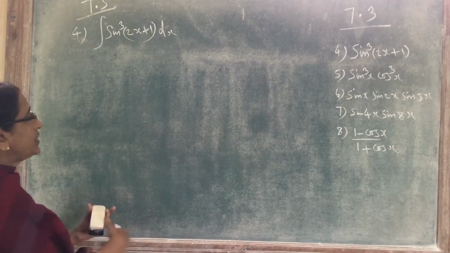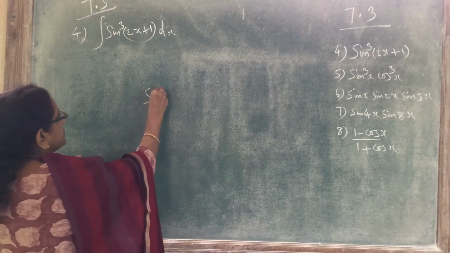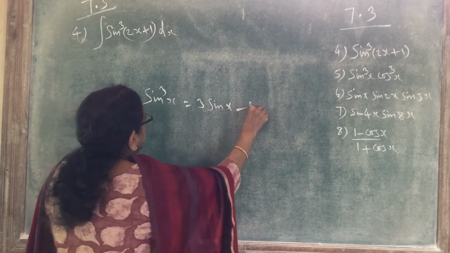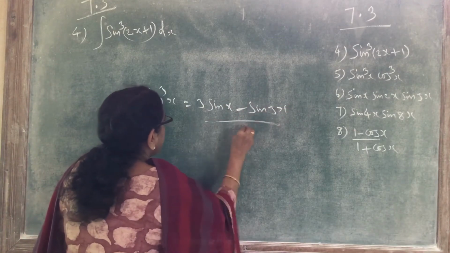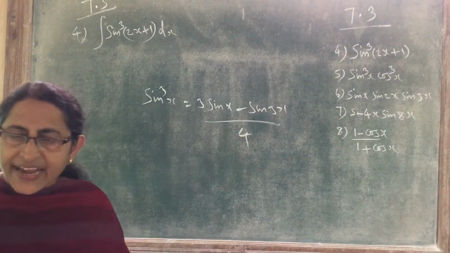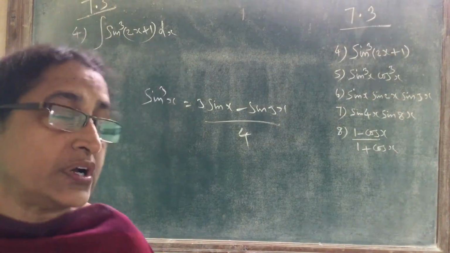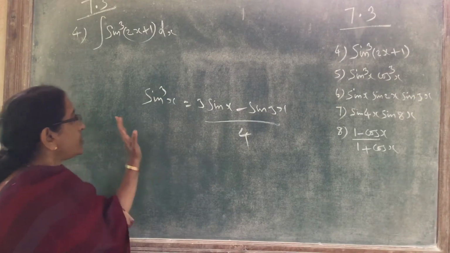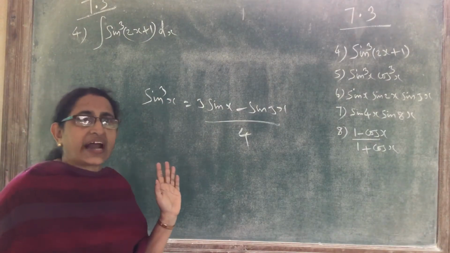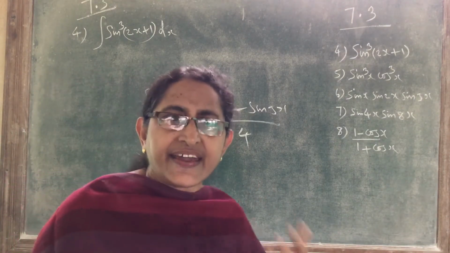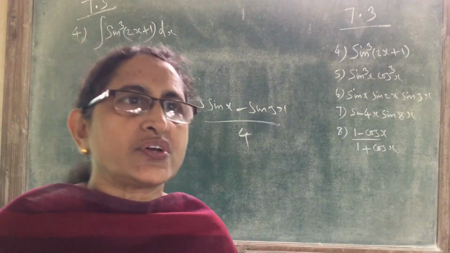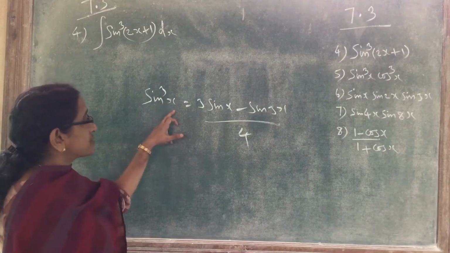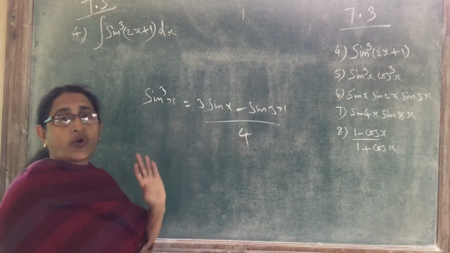So here we know sin cube x equals (3 sin x minus sin 3x) whole divided by 4. I told you this is an identity. For any x we can use this identity. So here we want sin cube (2x plus 1). Sin cube x is (3 sin x minus sin 3x) whole divided by 4.